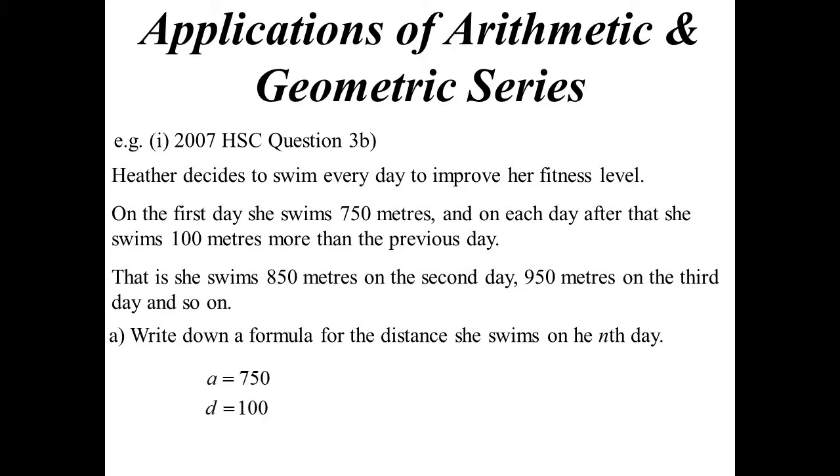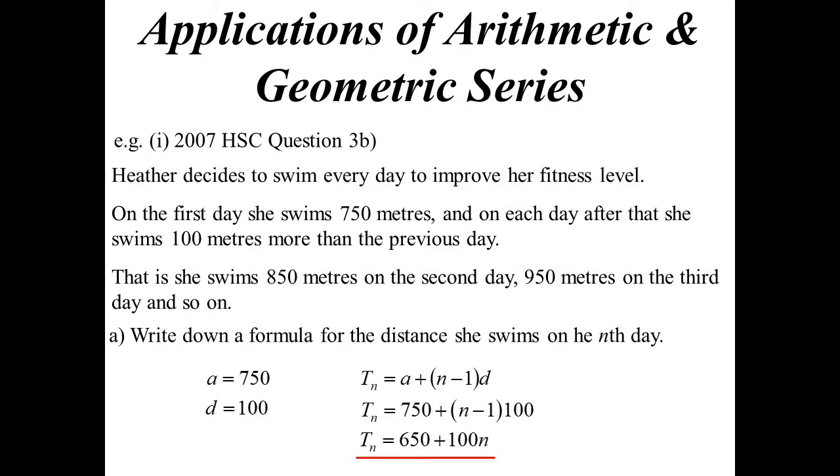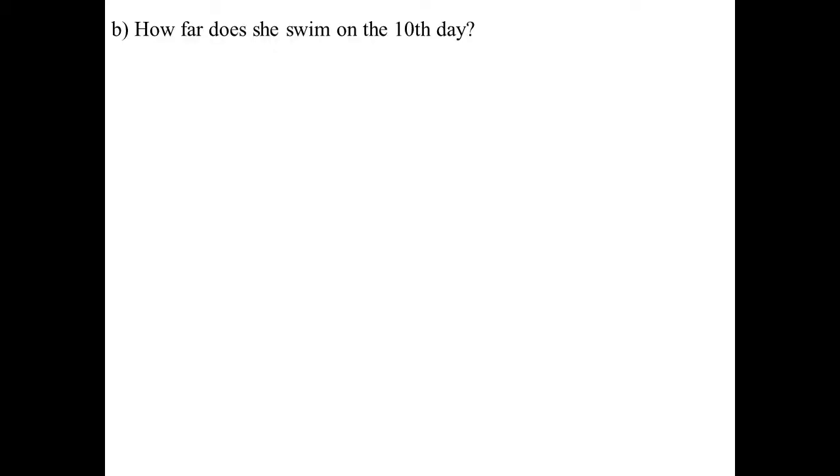Well, we know the first term is 750, the common difference is 100, and our general term for an arithmetic is a plus (n minus 1)d. Subbing that in, but let's tidy it up to get a nice neat formula: 650 plus 100n. All right, how far does she swim on the 10th day?